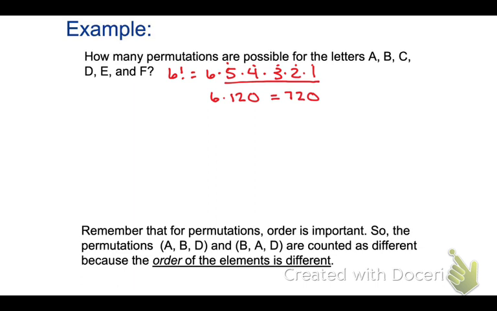Okay, remember that for permutation, order is important. So A, B, C and B, A, D are different. But if order doesn't matter, they're not different. Does that make sense, what I'm trying to say? Tell me when you're good, Alex.